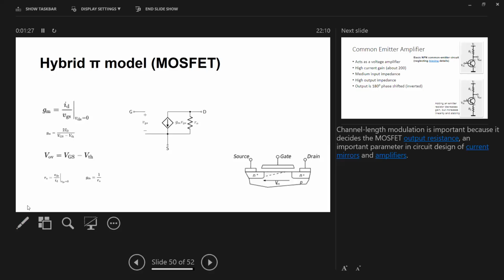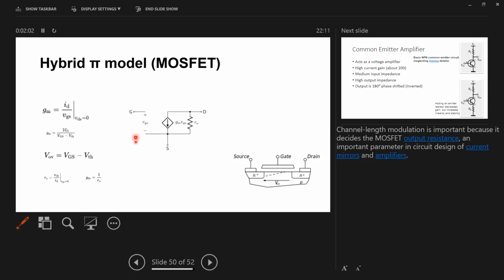Hi, welcome back. This time we are going to discuss the hybrid pi model for the metal oxide semiconductor field effect transistor, MOSFET. In the previous tutorial, we talked about the hybrid pi model for the BJT. Do refer to that, because we derived a very good insight from it and understood various different parameters. This time it is pretty much the same as what we talked about before.